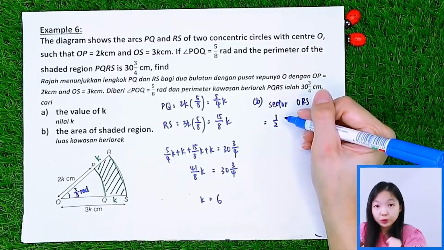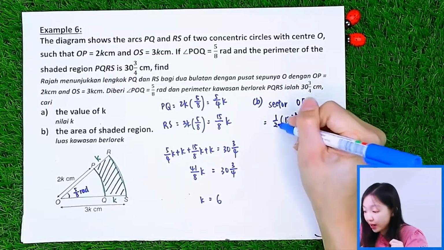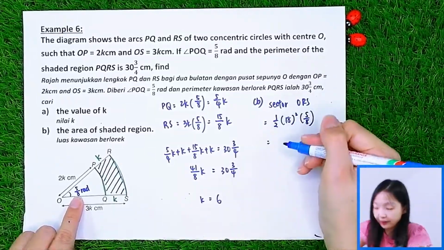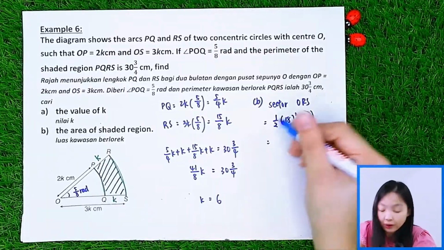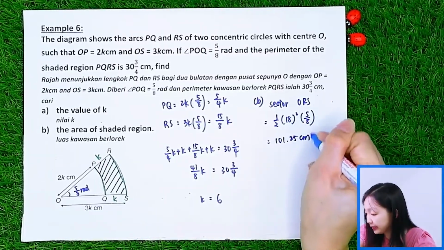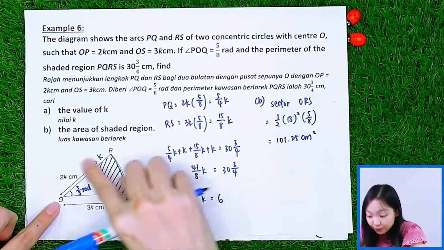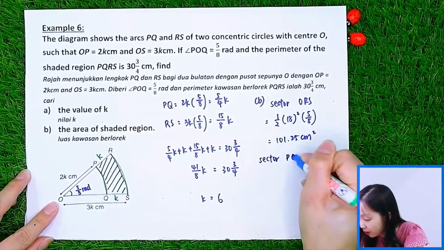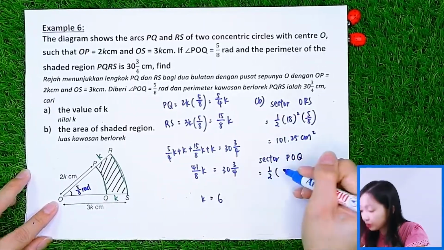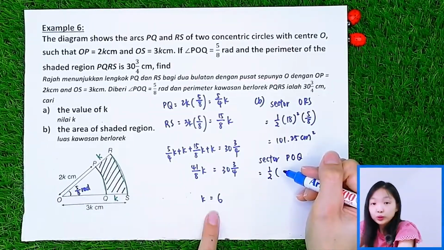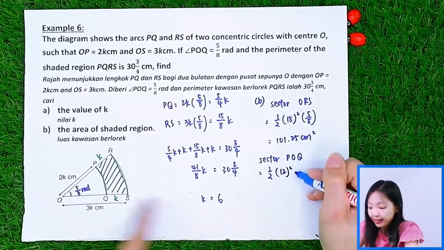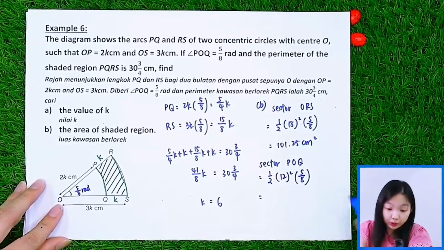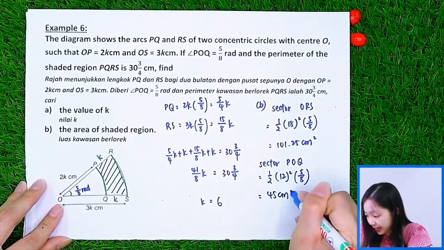3 times 6 is equal to 18. Okay? 1/2 r squared theta. Theta is 5/8, so I will get my area is equal to 101.25 cm squared. Now we have to find the area of the small sector. The sector POQ is equal to 1/2, 2k. 2 times k is equal to 12 cm. And the radian is 5/8. So the whole area of the sector POQ is equal to 45 cm squared.